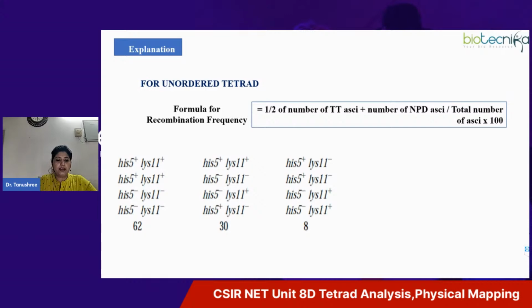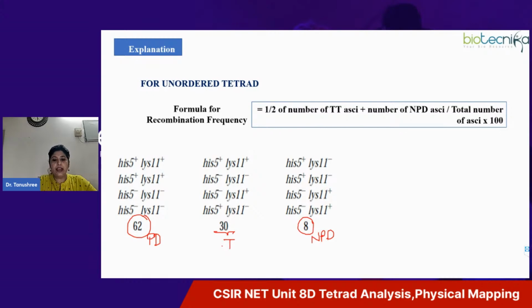So here the maximum is 62. Always remember, the one trick here is that the most common are always parental types. So this is parental ditype, and the least common are non-parental ditype. And these are then tetratype.